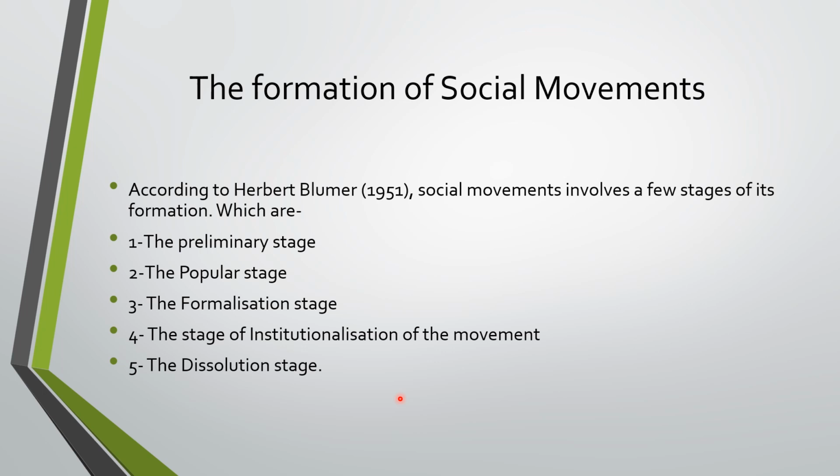According to Horton and Hunt, this life cycle fits poorly the expressive and migratory movements, but it is more applicable to the utopian, reform, revolutionary, and resistant movements. In this way, these are the stages of how social movements are formed from beginning to end.